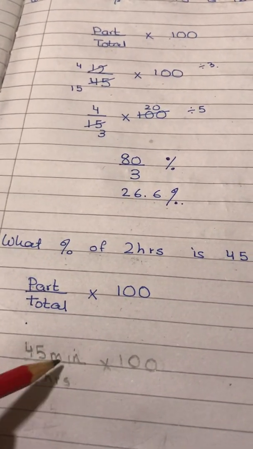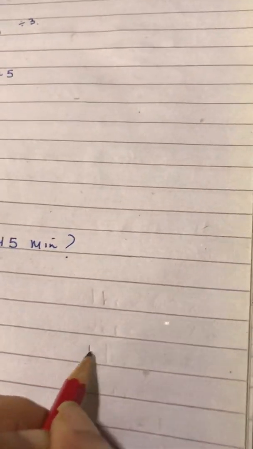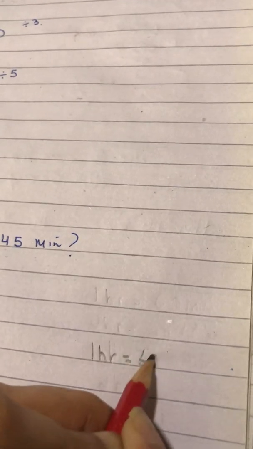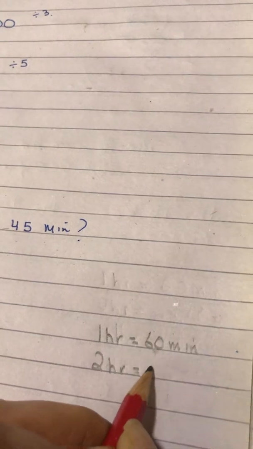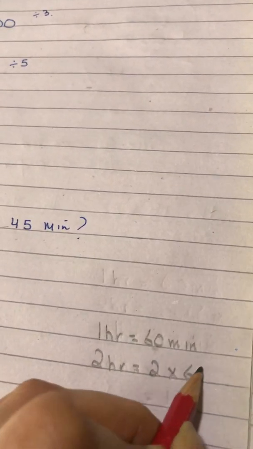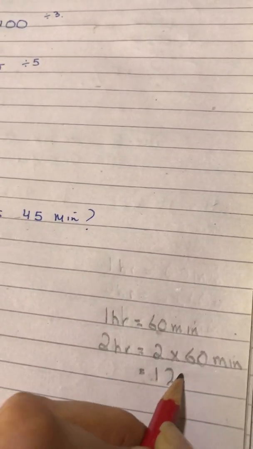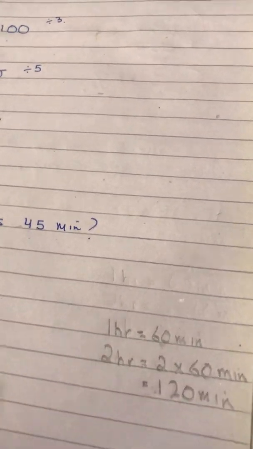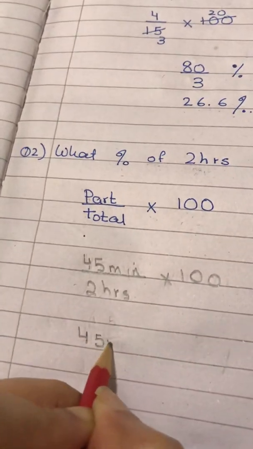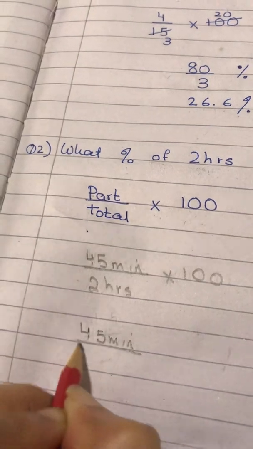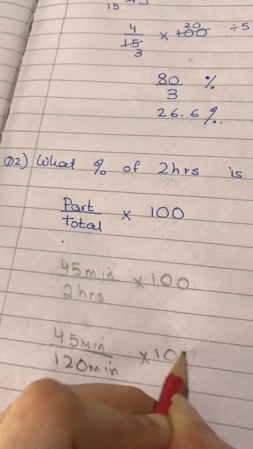So changing the hours into minutes is much easier. So we can have this as 1 hour equals 60 minutes, and we can convert 2 hours into minutes by multiplying 2 by 60, which becomes 120 minutes. So now we can write this down as 45 minutes over 120 minutes multiplied by 100 to get the percentage, right?